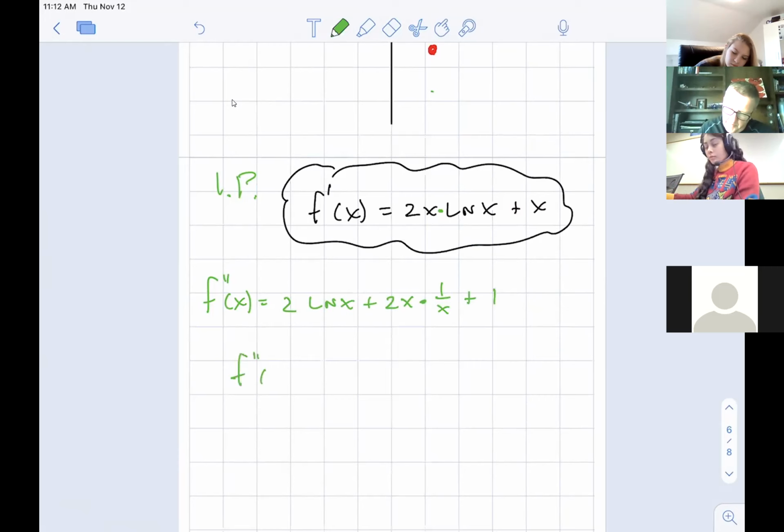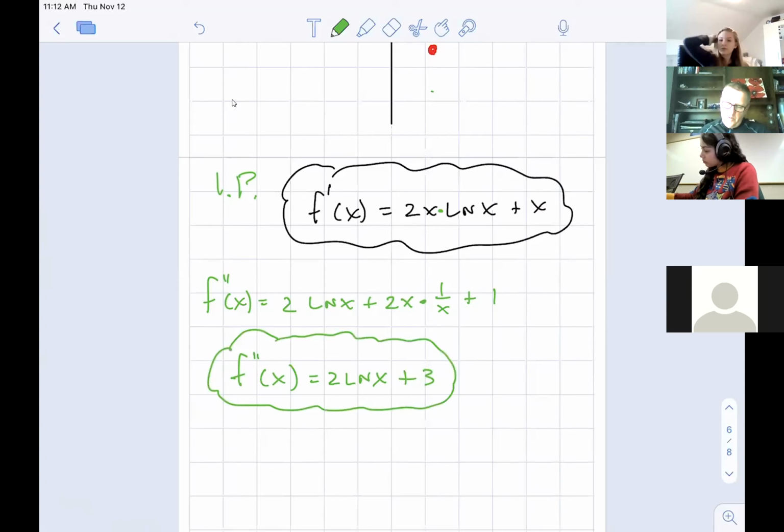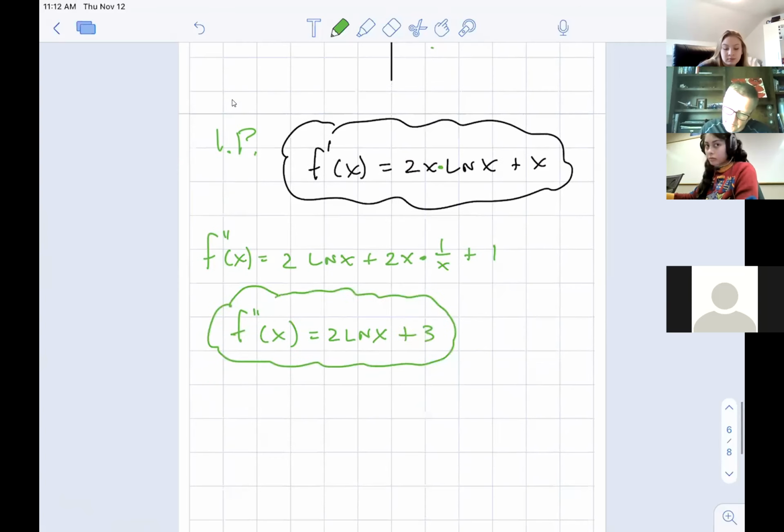So to clean that up a little bit, 2 natural log of x, I can't really clean that up, although you could write natural log of x squared. And then 2x over x, the x's cancel, so you just have 2, and then 2 plus 1. Okay, so it's 3. In fact, that's the second derivative. Again, interrupt if you want me to go a little slower. And again, of course, I'm concerned with when is that equal to 0? So when is this equal to 0?